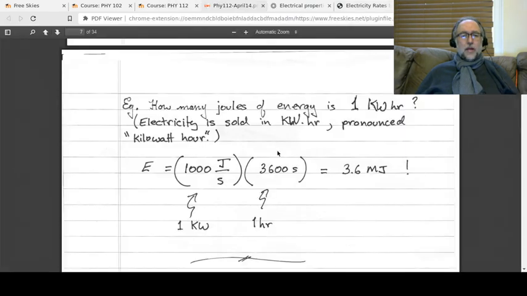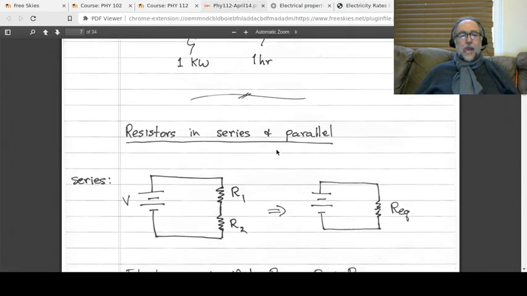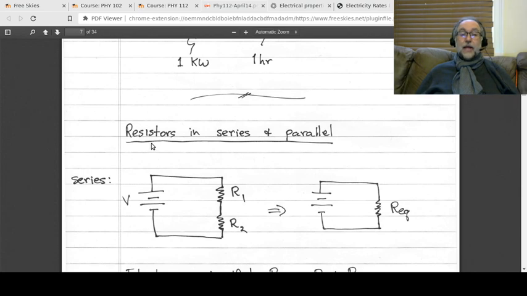All right, so let's go back to our notes here and move on to our next topic. The next topic is resistors in series and parallel.